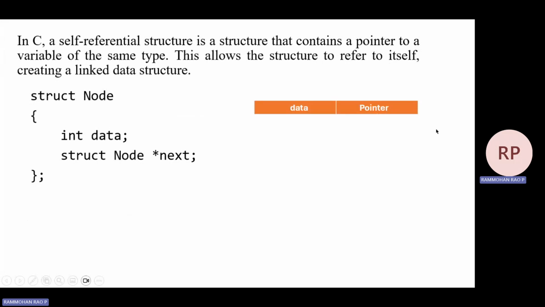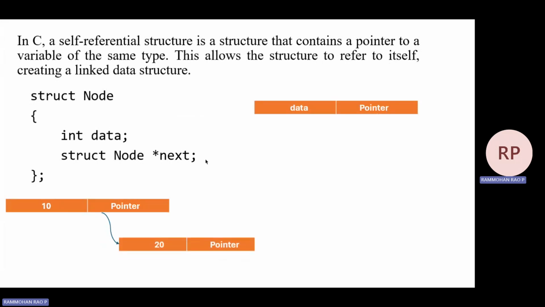Means if I have something like this, data and pointer, let us say data is 10, this is a pointer. So if I create a structure like this, please observe, this pointer is capable of pointing to another structure of the same type. Here, what is the name of my structure? Node. So I have created a node like this. This is the data. I have stored 10 and there is a pointer. What can this pointer do? The pointer can point to another node because it's a self-referential structure. This pointer can point to another structure.